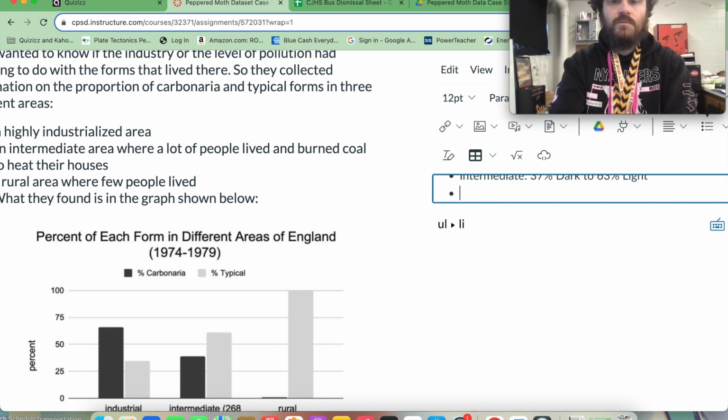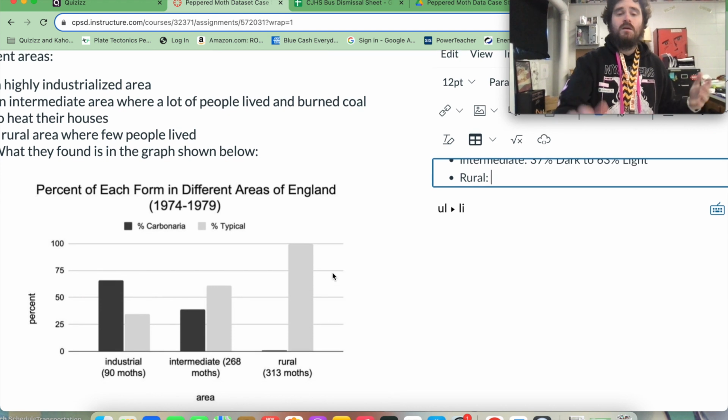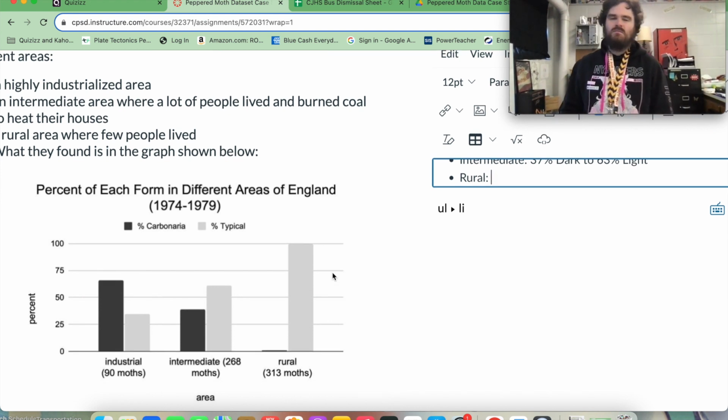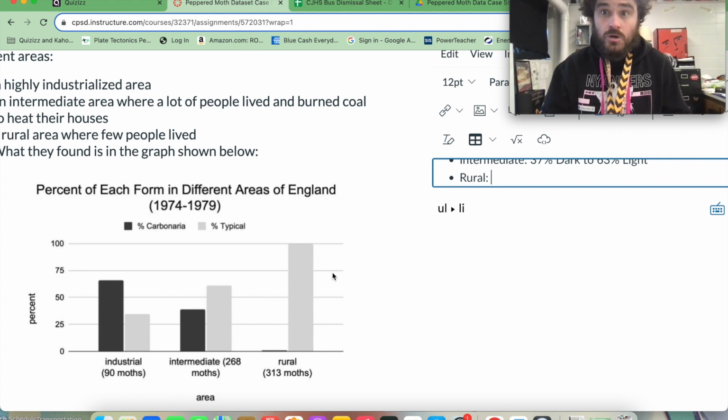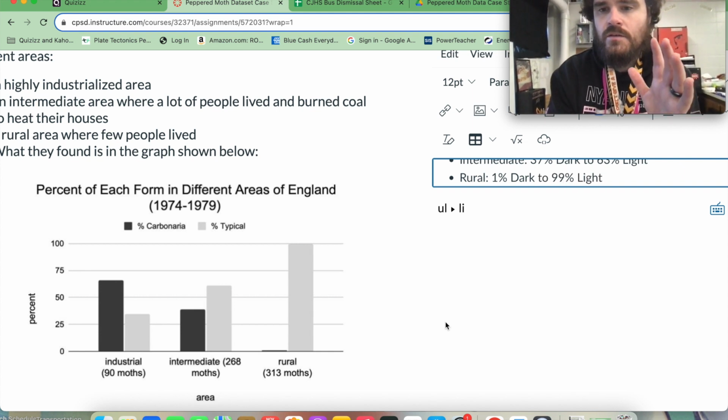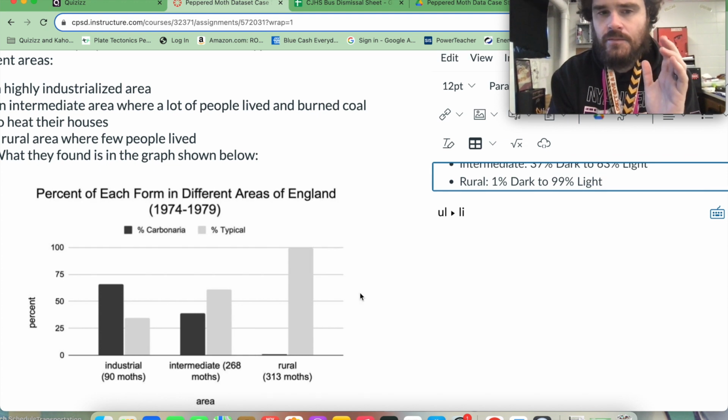Last one is rural. In the rural area, remember I told y'all there was not a lot of pollution. It's pretty clean. So in this rural area, I'm thinking like 1% dark because there's like no dark there. That's wild. 1% dark, I wonder why. And I would say 99% light because it adds up. So we have now broken down the data.